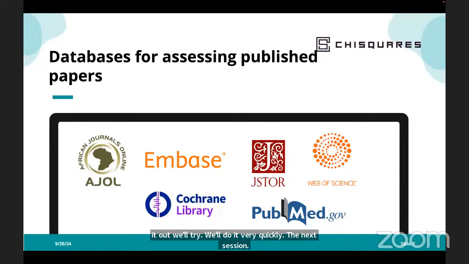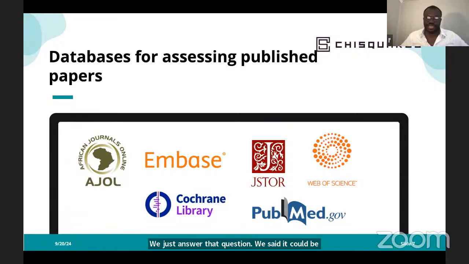Okay. How do you access the gray literature? Please give specifics. We just answered that question. We said it could be government agencies, it could be theses, it could be other publications from institutes. So that question has been answered already.